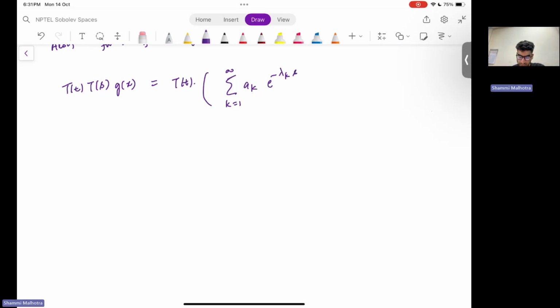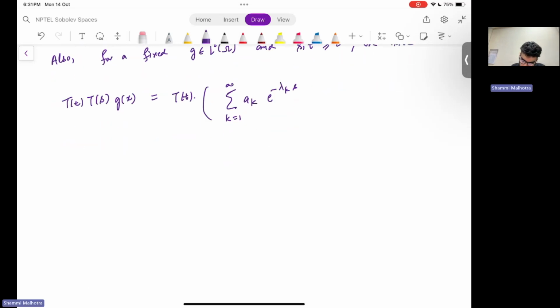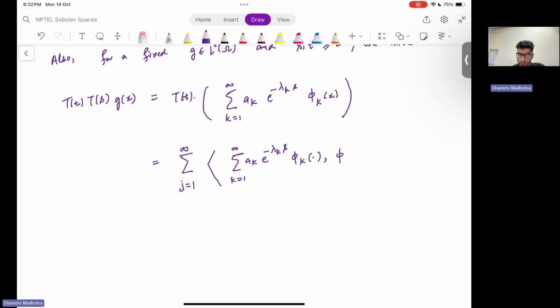So this is lambda K, and then we have phi K, X. And now if I apply the definition of T(t), this will be summation J equals 1 to infinity, and then we have to take the inner product of this function, summation K equals 1 to infinity A_K e^(-lambda_K s) phi_K, and I have to take the inner product with another orthonormal basis with the indexing J.